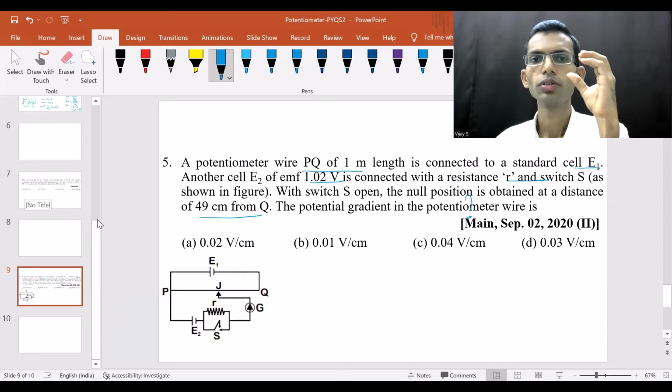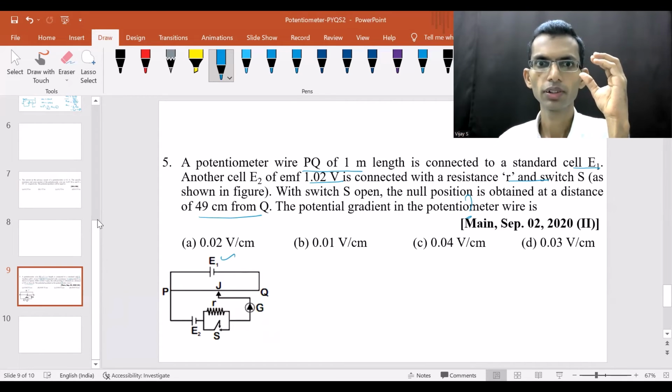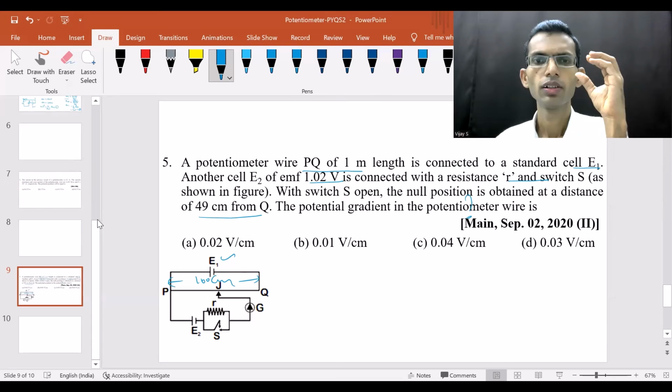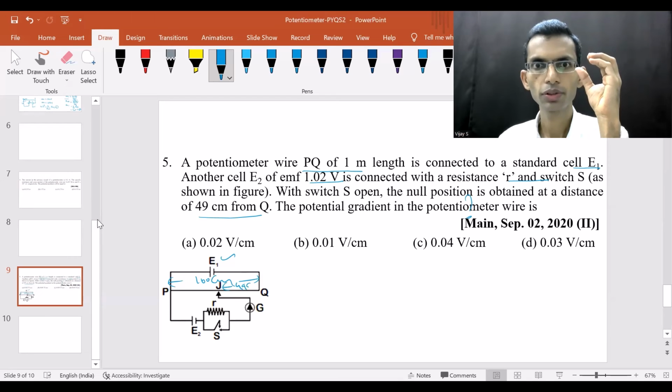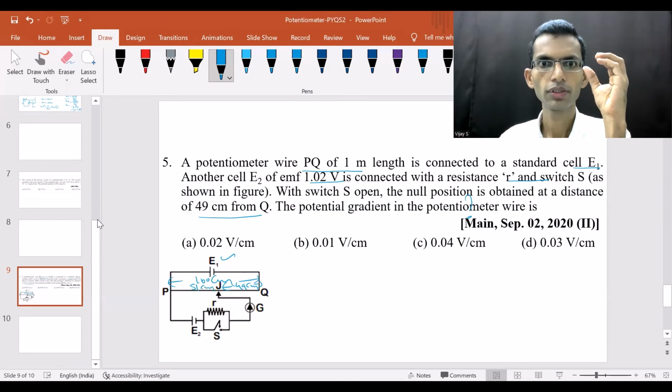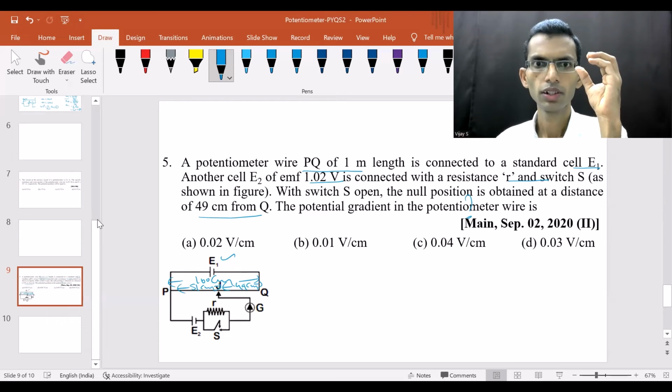So he gave that this wire is connected to standard cell E1. He gave length 1 meter, that means 100 centimeter. He gave a cell E2 with resistance R and switches connected like this. With switches open, the null point is obtained at a distance of 49 centimeter from Q. So that means 51 centimeter from J. Let us say I0 is the current flowing through the primary circuit.